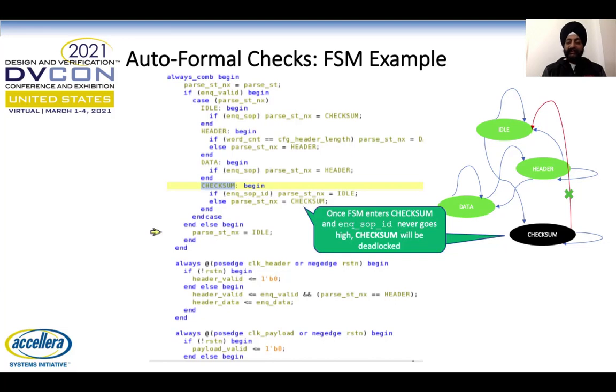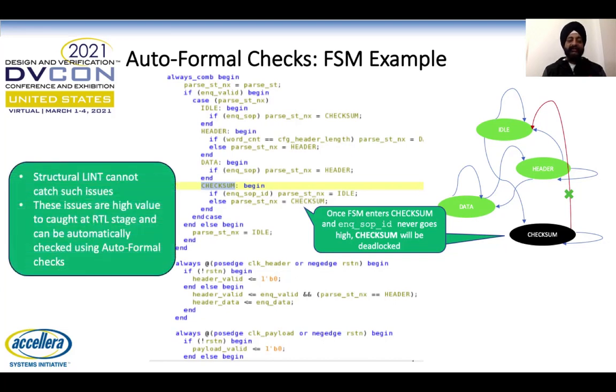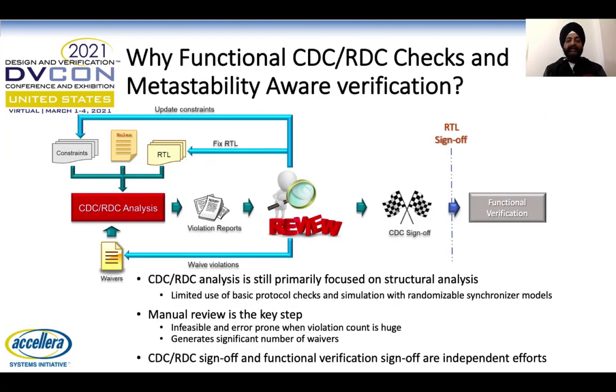Now this is one scenario which you cannot catch structurally. The structural lint will not be able to catch such issues. And these can only be caught by automatic functional checks, which, in our case, we are calling auto formal checks. Now looking at the other side of it, the CDC, RDC side of it.